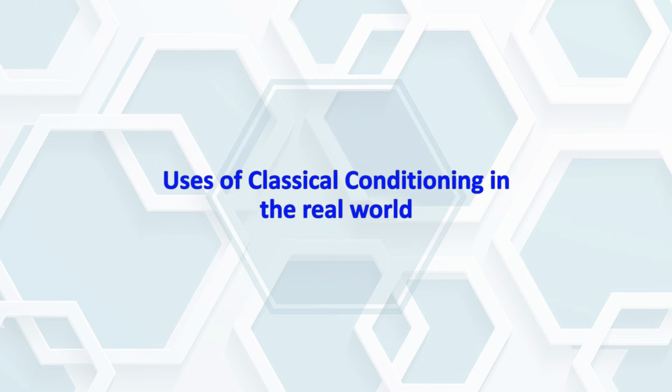Hence, UCS-UCR connections are provided by nature, but the CS-CR connections are produced by learning through classical conditioning. Now, after understanding the concept of classical conditioning, what are its uses in the real world? A few of the real world applications for classical conditioning are now explained to you.